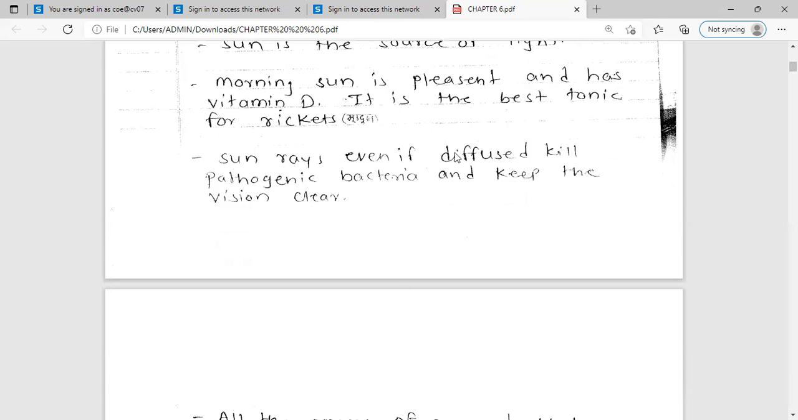Sunrays, even if diffused, kill pathogenic bacteria and keep the vision clear.